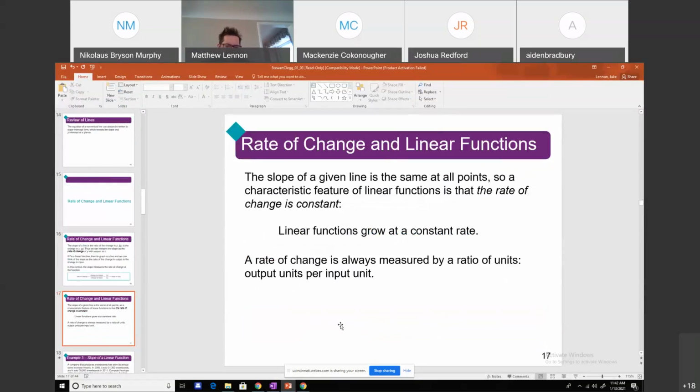Okay, and this is the big thing about lines. The rate of change is constant. That constant value is that slope. So other functions have rates of change that are going to differ from point to point. But that's never going to happen for a linear function. You're always going to have a constant rate of change.